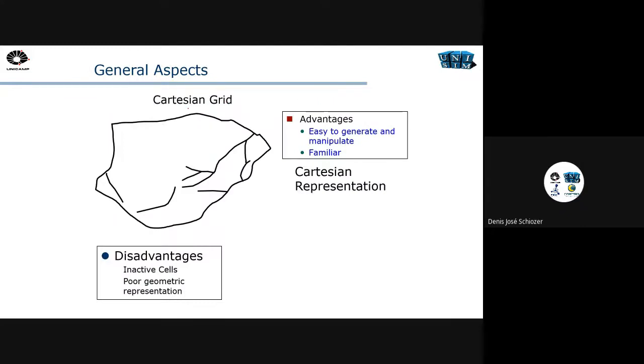Here I'm going to talk a little bit about the Cartesian grid aspects of the process.